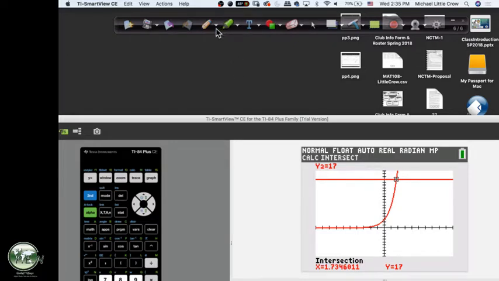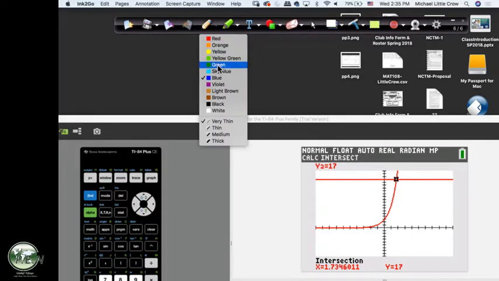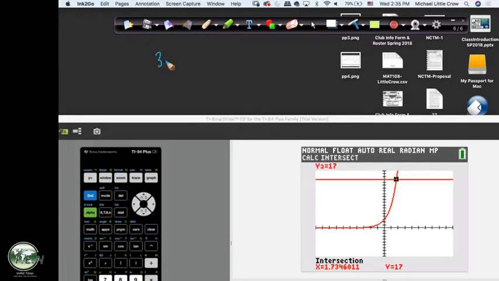And I erased my equation, but let's see if I can remember what we had. It was something like 3e to the x equals 17. And I just solved that. X equals 1.735. I'll do it to 3 decimal places. And that's all I have to do.